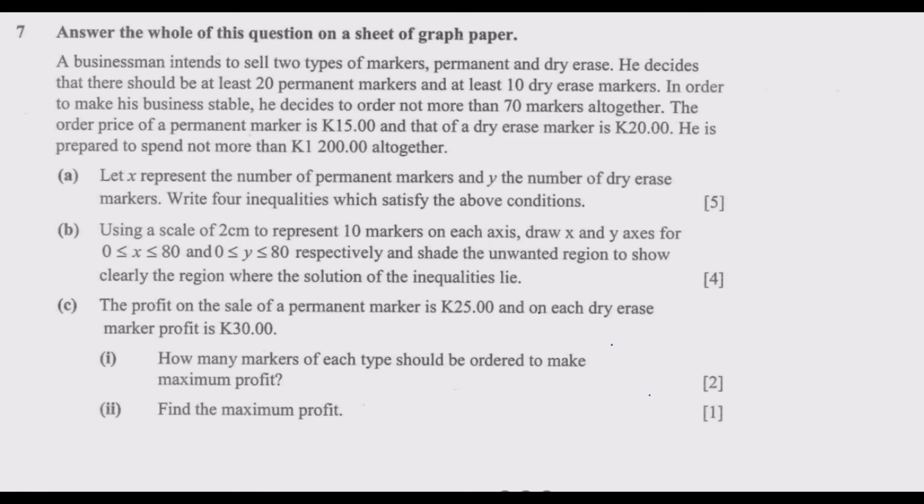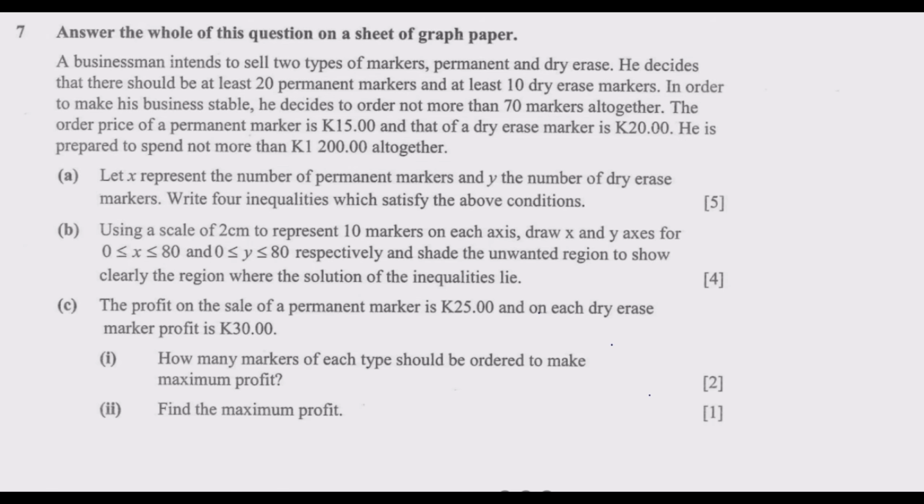Question A: let X represent the number of permanent markers and Y the number of dry erase markers. Write 4 inequalities which satisfy the above conditions. Then B: using a scale of 2 cm to represent 10 markers on each axis, draw X and Y axes for X greater or equal to 0 but less or equal to 80, and similarly Y greater or equal to 0 but less or equal to 80, and shade the unwanted region to show clearly the region where the solution of the inequalities lie.